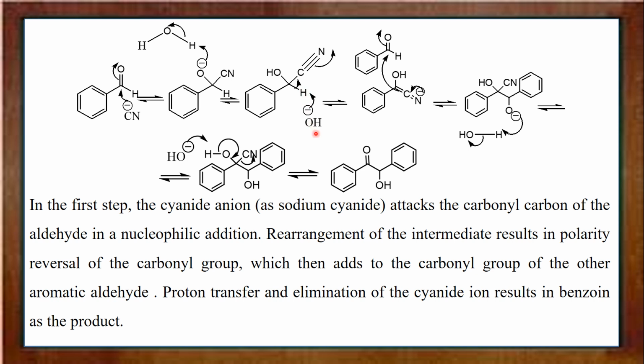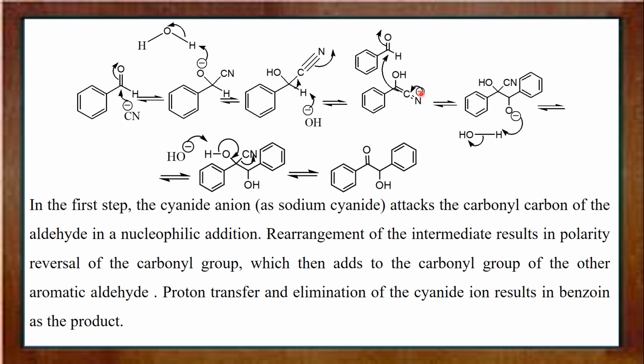Once H plus is removed, this carbanion undergoes rearrangement. So this minus charge is making a pi bond here, and this pi bond is shifted to N minus. So the negative end is shifted from carbon to nitrogen. There is reversal of charge. We had C minus here after the removal of H plus. That minus is now shifted to nitrogen.